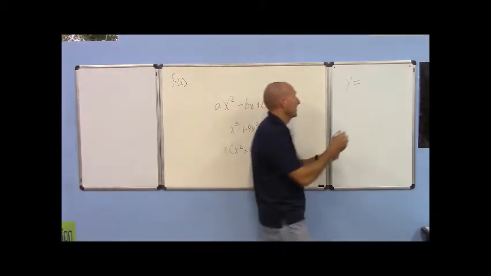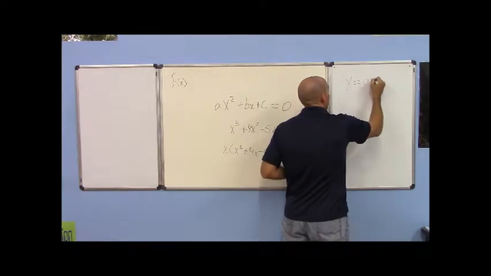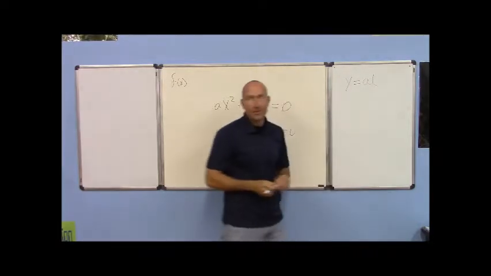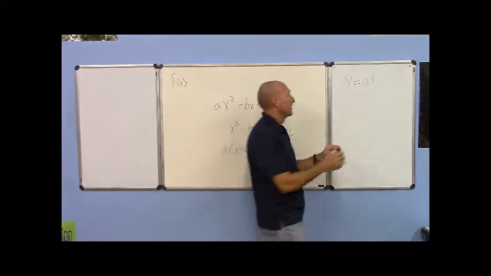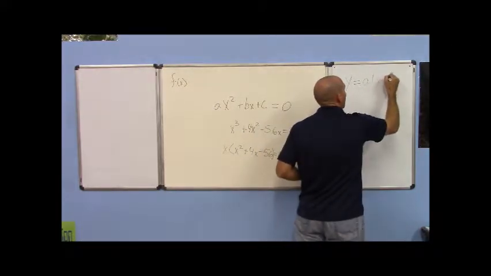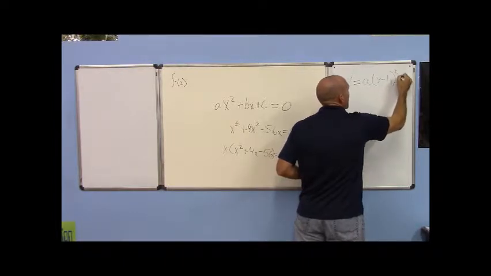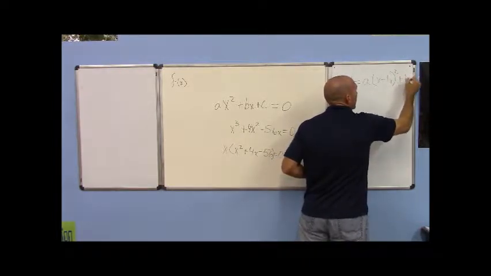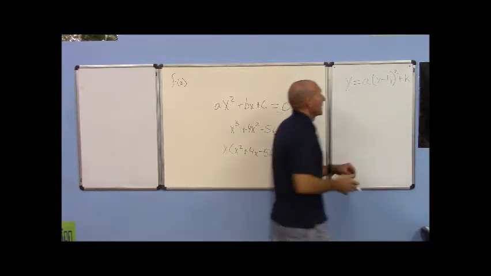I'll give you a hint. Oh, and then it's x minus h, close parentheses squared, plus k. Very good, I got that.